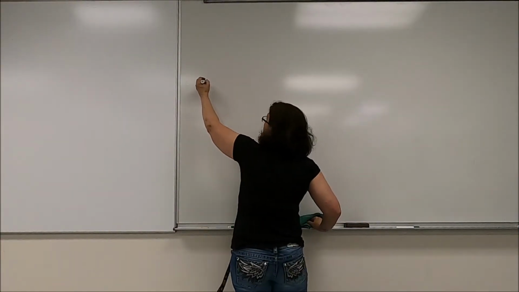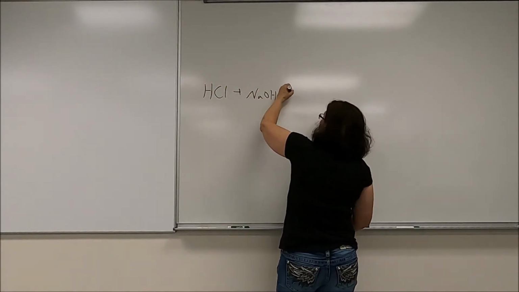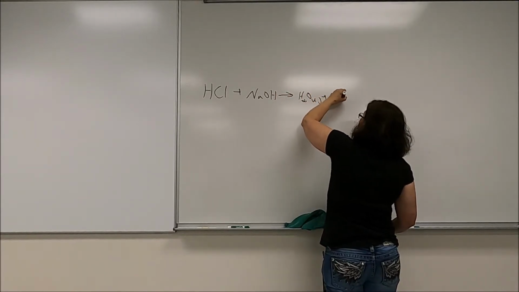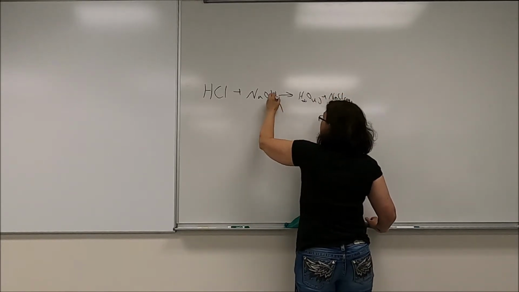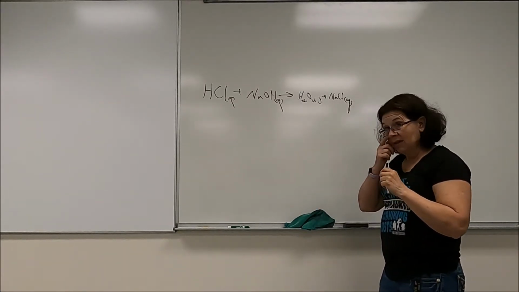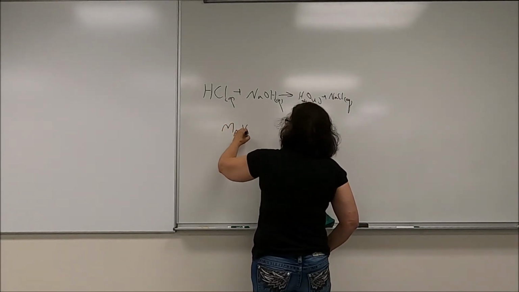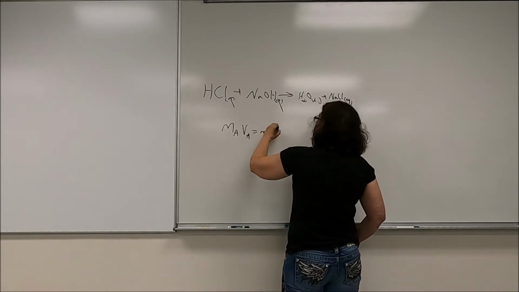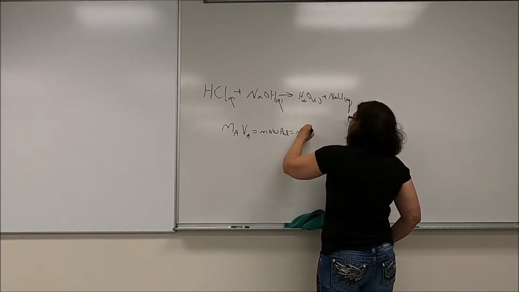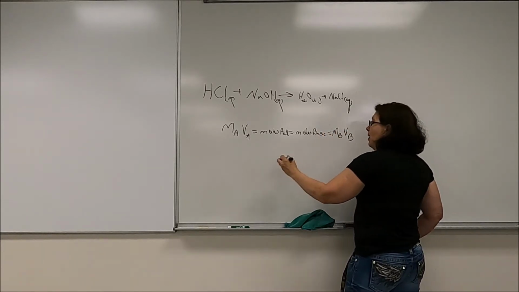Okay, the reaction we're looking at today is HCl plus NaOH going to H2O liquid plus NaCl aqueous. Now this reaction goes 100% because we're dealing with a strong acid and a strong base. So in this situation, the molarity of the acid times the volume of the acid will give you moles of acid, which at the equivalency point will equal our moles of base, which will equal the molarity of the base times the volume of the base.